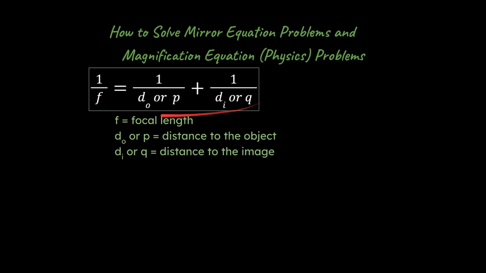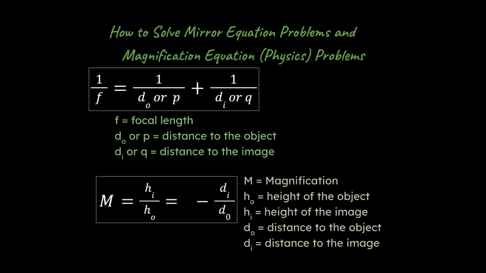First of all, this is the mirror or the lens equation, depending on what you're working with. So it's 1 over the focal length is equal to 1 over the distance to the object. That would be the distance from the mirror, in this case, to the object. It's usually going to be written as d sub o. You can also see that as a p value. And then the next term is 1 over di. That's the distance to the image, so the distance between the mirror and the image itself. It can also be written as q. And the way to remember that is p comes before q in the alphabet.